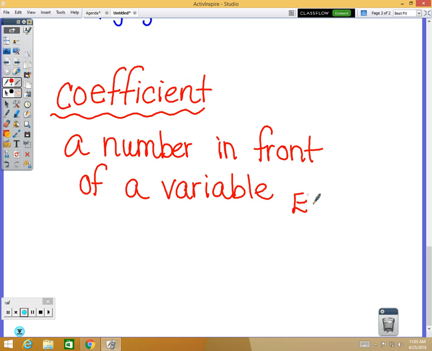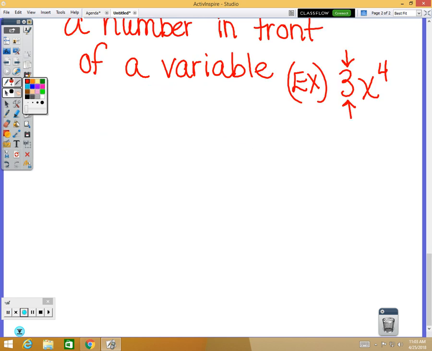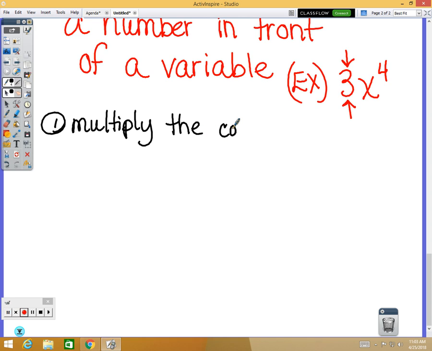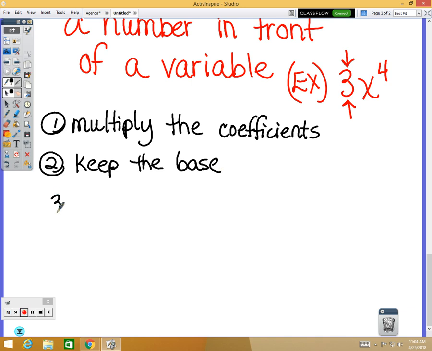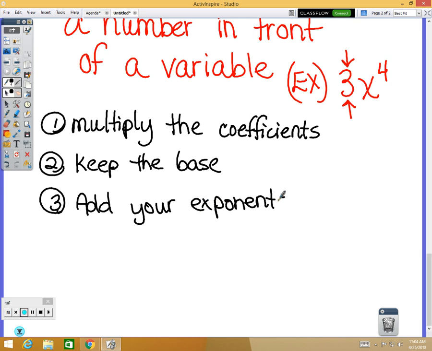An example, if I had 3x to the 4th power, the 3 would be my coefficient. It's the number that comes in front of a variable. Okay, that's the coefficient. So you can use this product of powers property when you have coefficients as well. And our rule for that, if you have coefficients, first we're going to multiply the coefficients. And then everything else is the same. So second, keep the base. Third, add your exponents. So multiply the coefficients, keep your base, add your exponents.